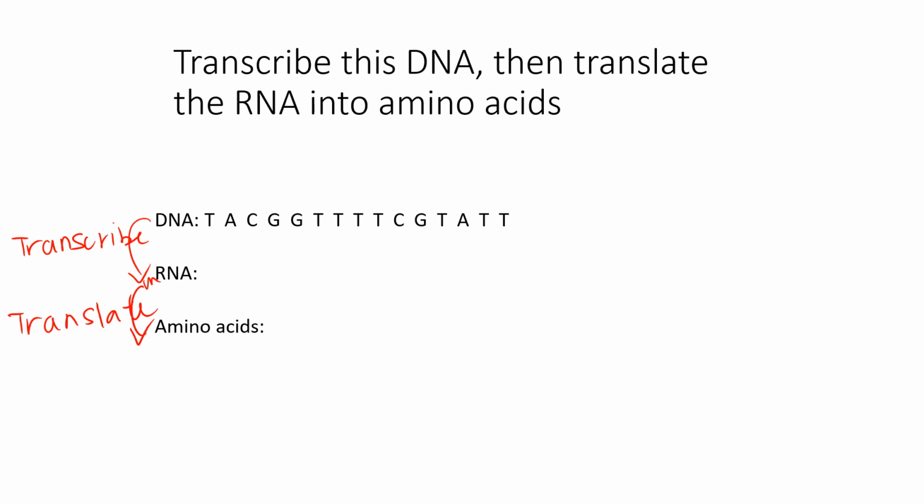Now, to do transcription, we simply have to remember that we no longer have T. See, A normally pairs with T, but instead we have uracil. Okay, C's and G's pair. Of course, T pairs with A. G's and C's pair. We have to be cautious though, because uracil replaces thymine.